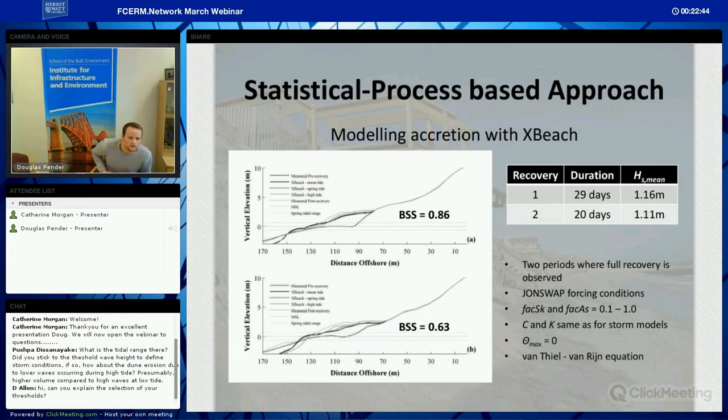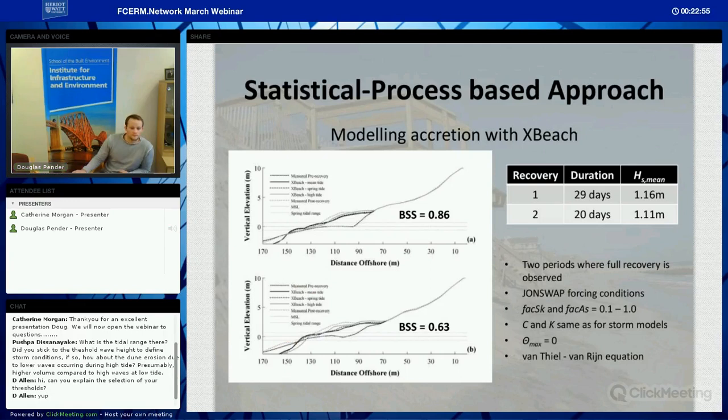Can you explain the selection of your thresholds? Thresholds for the extreme value modelling? Yes. So the thresholds for the extreme value, as you know, it's sort of up to you to decide that. A lot of people just go for the 95th percentile. Anything above the 95th percentile is extreme. But these are based on a mean residual life plot of the data.